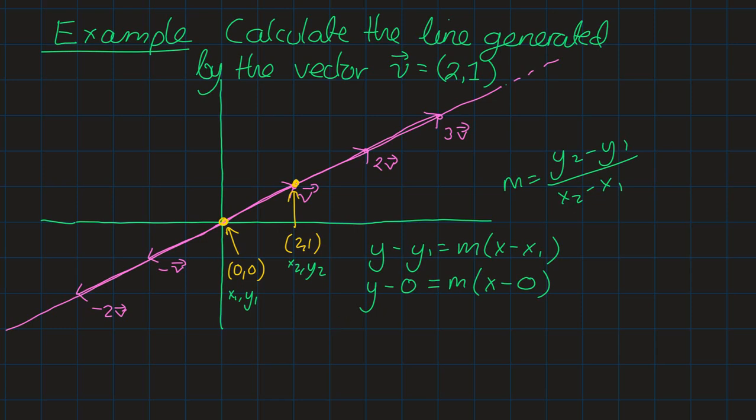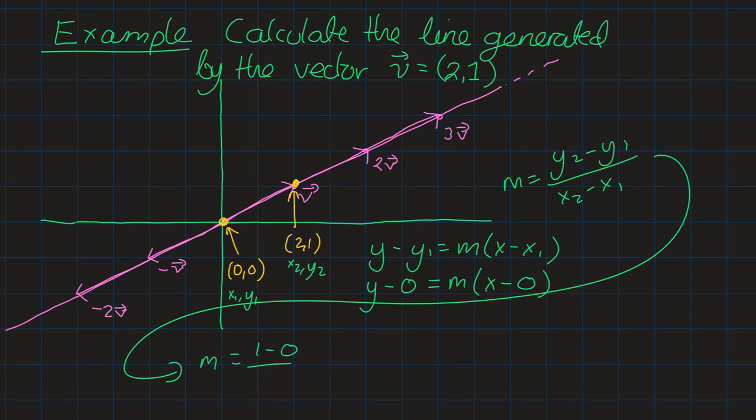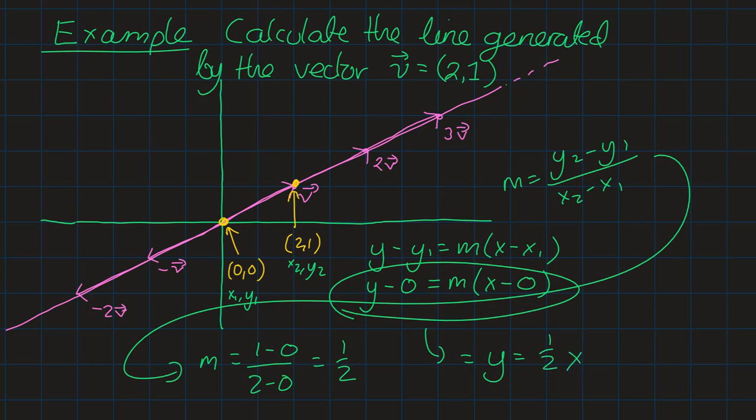So I have that m is equal to (1 minus 0) divided by (2 minus 0), which is just a half. So the equation of the line is y equals a half x. And that's the answer. That's the equation of the line generated by the vector v equals (2, 1).